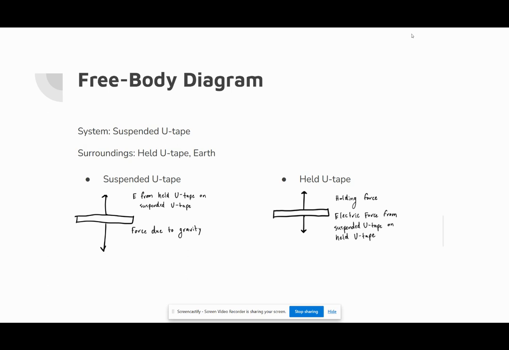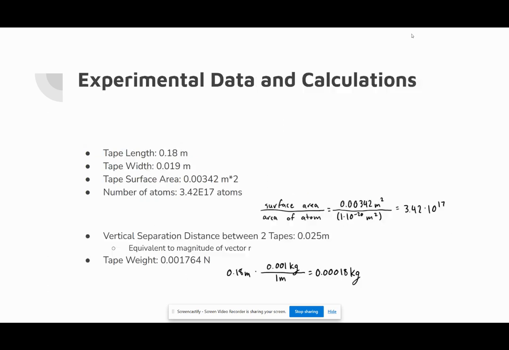For our free body diagram, our system was our suspended U-tape, and our surroundings were our held U-tape and the earth. For the suspended U-tape, the force up is the electric force from the held U-tape on the suspended U-tape. Force down is the force due to gravity. For the held U-tape, the force up is the holding force, and the force down is the electric force from the suspended U-tape on the held U-tape.